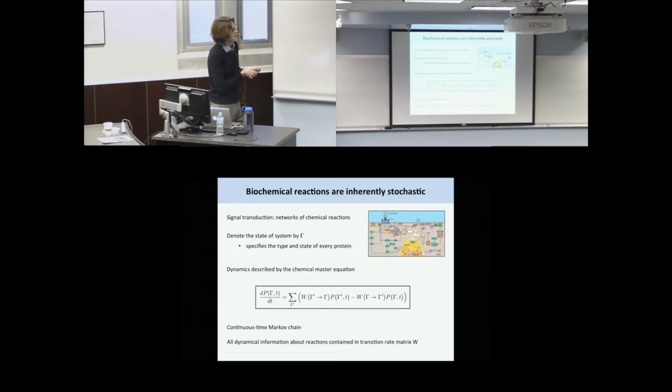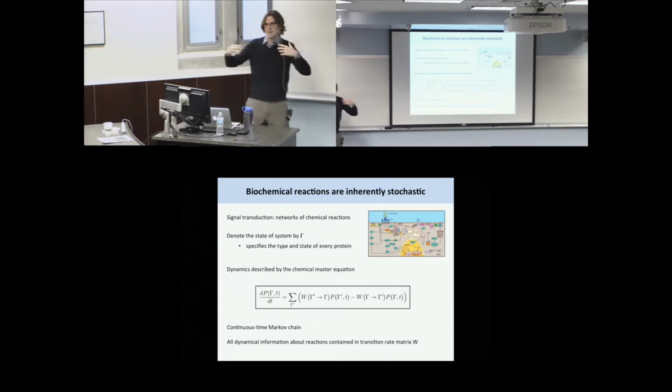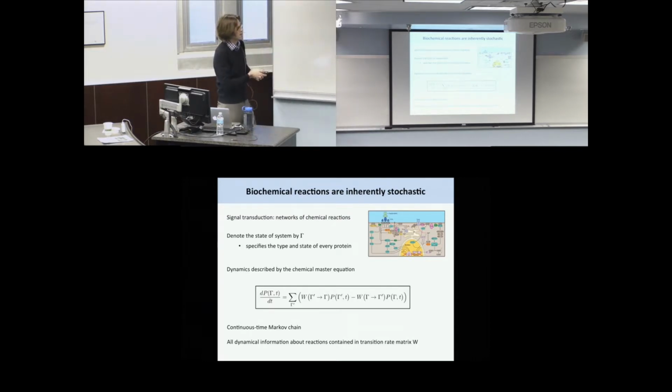times the probability of being in state gamma prime. This tells us the total rate at which probability flows into state gamma. And then we'll have the corresponding loss term, which tells us the rate at which probability leaves the state gamma, going to all the possible states gamma prime. So this defines the dynamics of the system, although there are no details here.